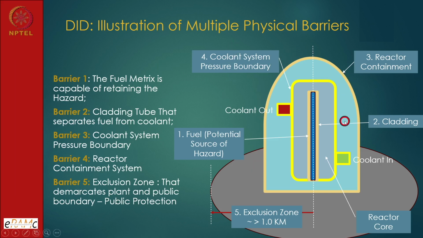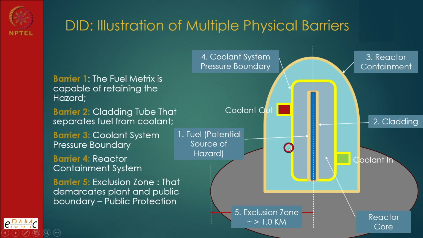This indicates the containment, because the objective is to show the different barriers and levels of protection. So on this slide we will see physical barriers. This blue color is the fuel, the potential source of hazard, and the fuel matrix itself is capable of retaining a good fraction of the radioactive or hazardous product. Then there is a cladding. Even if it is leaching out, the cladding is the second barrier. If it leaches out further, we have the coolant system pressure boundary.